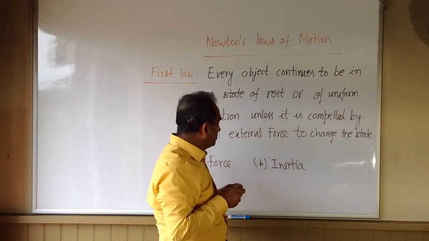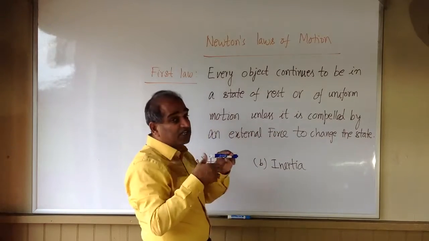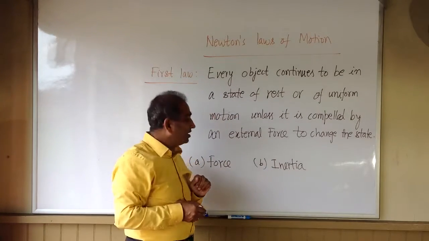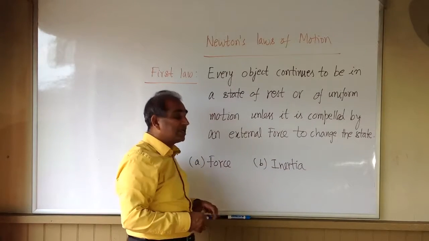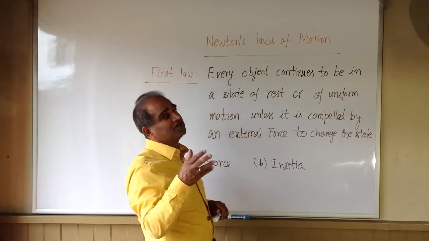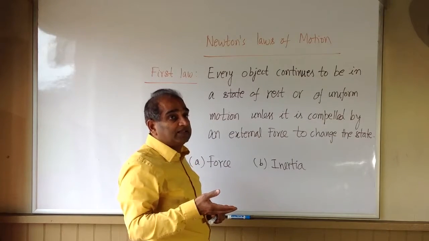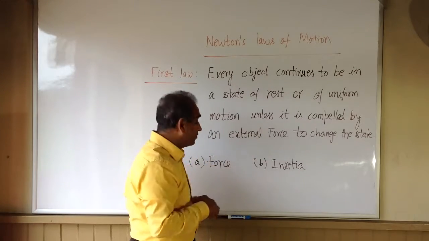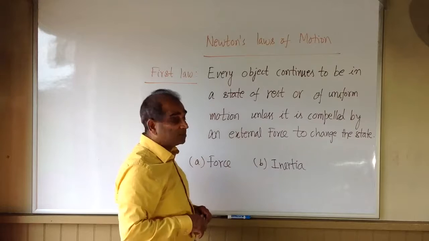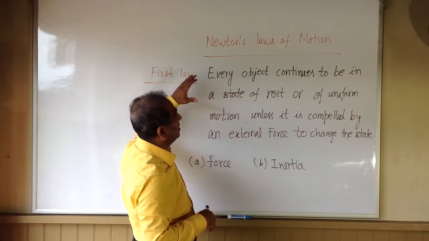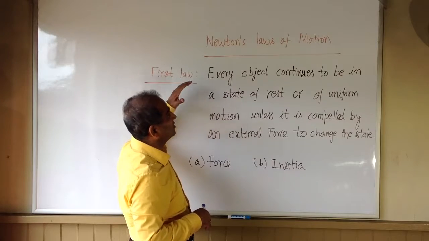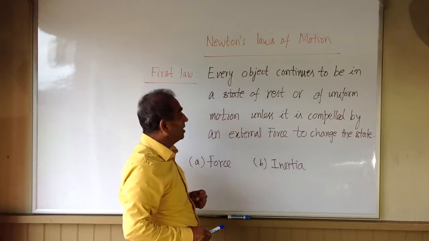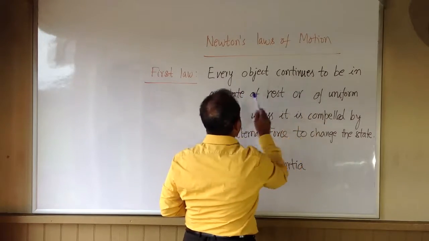That's the point. So why can't an object at rest move by itself? Because of inertia. That's the property of the body by which it cannot change its state by itself. Some external force should act on it, then only can it change the state. And whatever is the external thing that is going to act is force. So from this first law of motion, Newton's first law of motion, we understand inertia and force are the two terms.